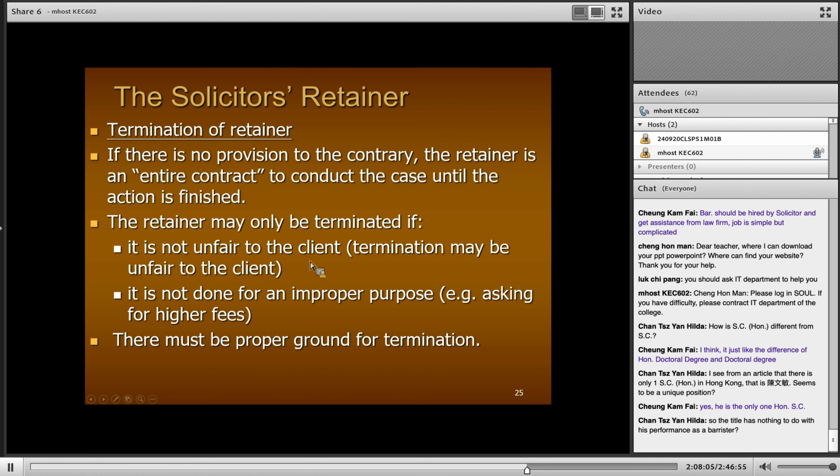For example, if tomorrow is the court hearing and the solicitor terminates the retainer today, it will be very unfair to the client, because the client cannot find another solicitor to act for him within such a short time. Also, it must not be done for an improper purpose. For example, if the solicitor says, if you do not give me more money, I will terminate, that is improper. And there must be some proper ground. Usually, the ground is that the solicitor simply has no manpower to handle the case. For example, if you have a very complicated case and you retain a small firm to do the job, they don't have the necessary manpower, so that is a reason why they should terminate the retainer.